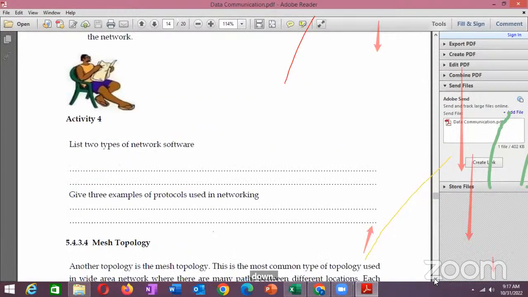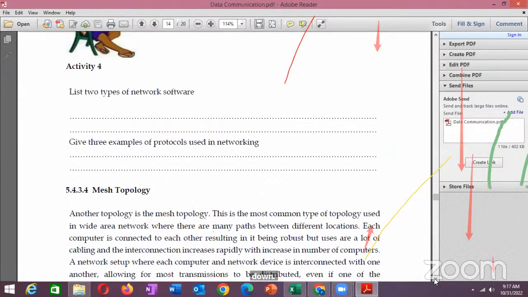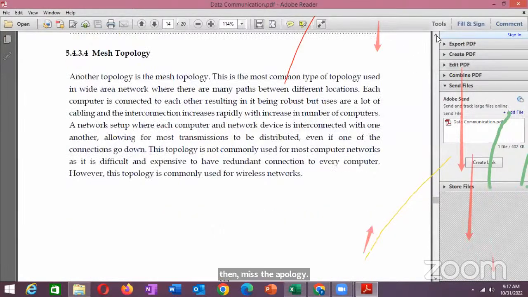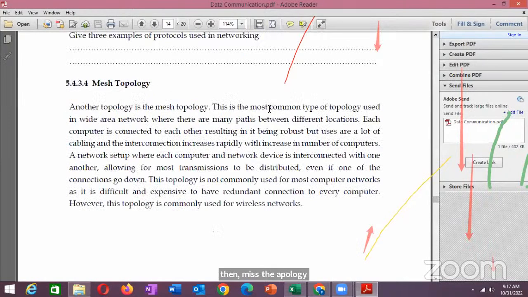Then mesh topology. We have a topology called mesh. Another type is mesh. This is the most common type of topology used in the wide area network, where there are many paths between different locations. Each computer is connected to each other, resulting in it being robust, but it uses a lot of cabling, and the interconnection increases rapidly with increased computers.